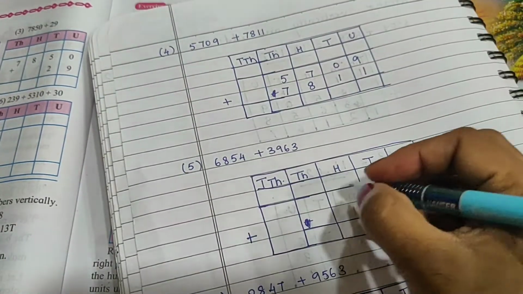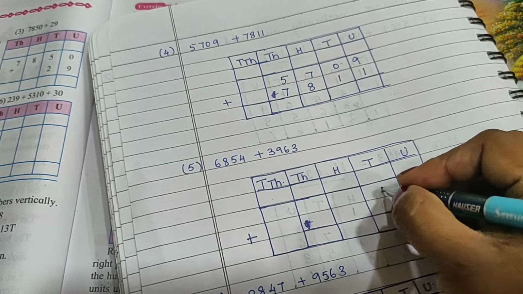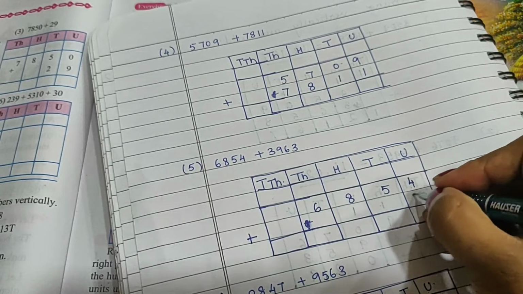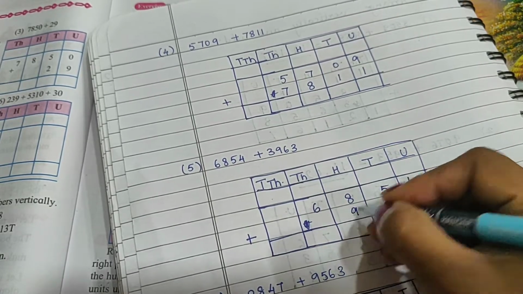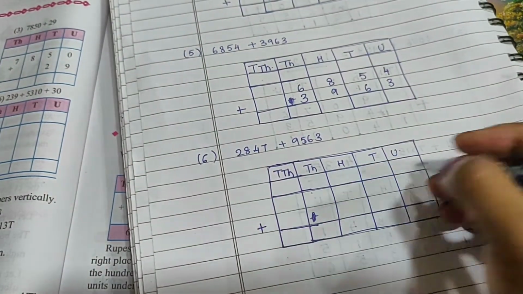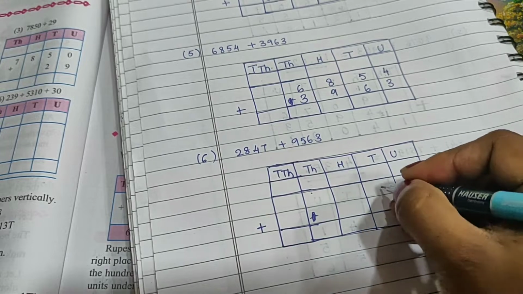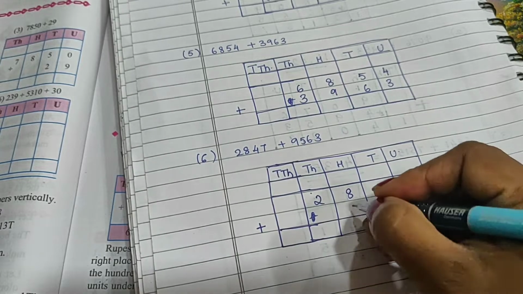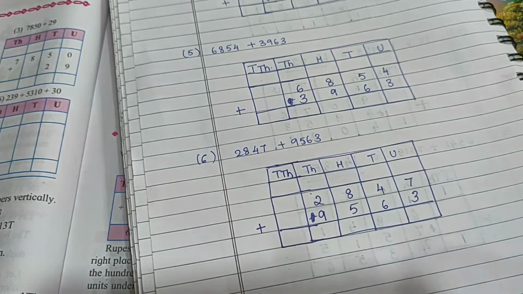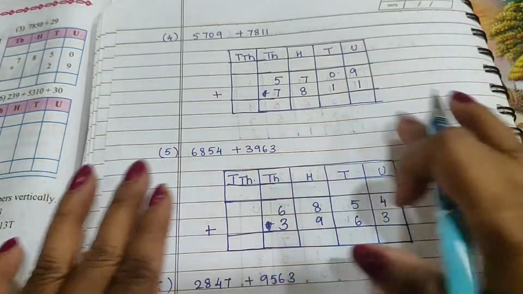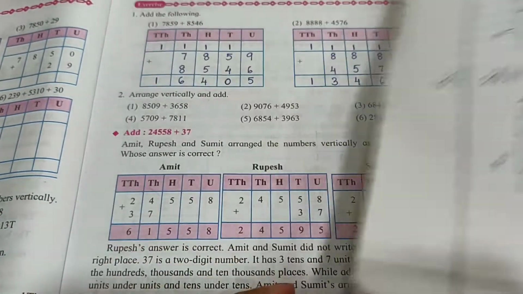Let me arrange all the numbers for you. 4, 5, 8, 6, 3, 6, 9, 3. Okay. 7, 4, 8, 2, 3, 6, 5, 9. Okay children. So now you are going to do simple addition, how I have done it here. You can see. Okay.